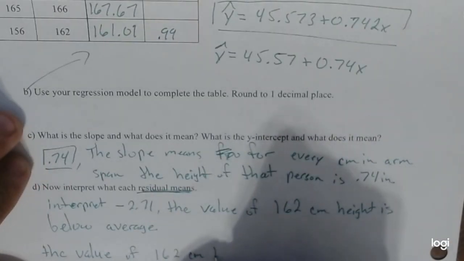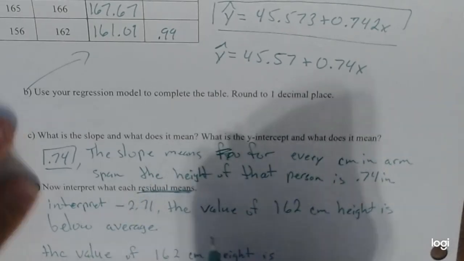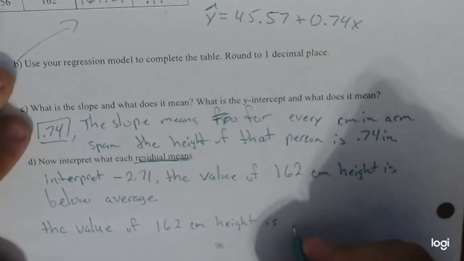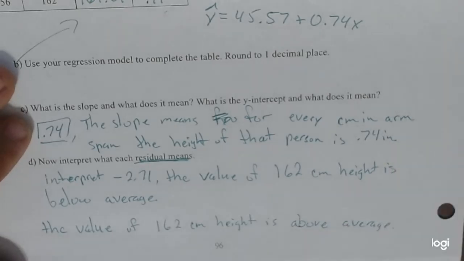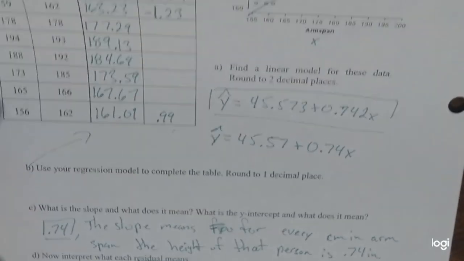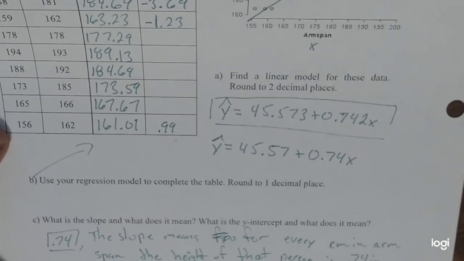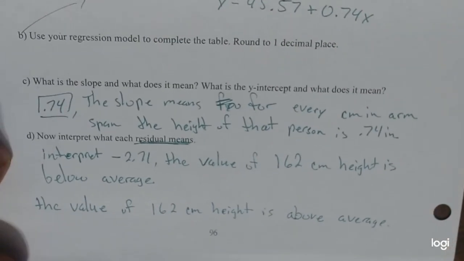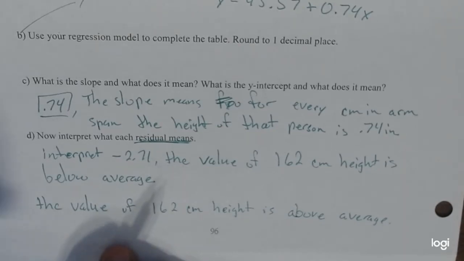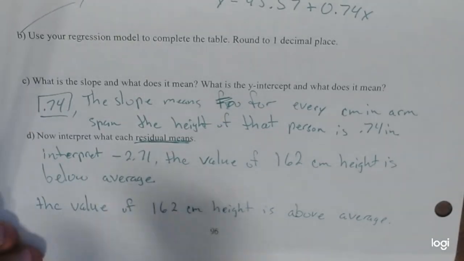centimeters height is, now since the residual is positive, above average. Meaning, because this person has an arm span of 156, the height of 162 is above what you expect to happen, since the residual is positive. Okay, all right, and that finishes up these two sections, regression line and regression models, and that's it for there.